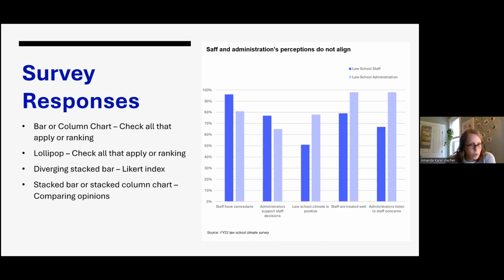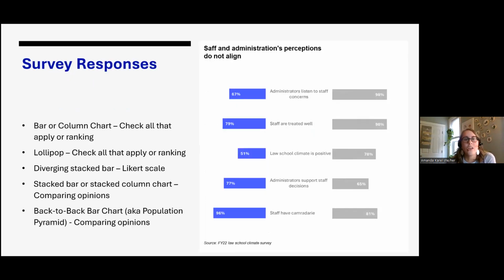And so a lot of people will drift away from a stacked bar or stacked column chart in these situations and use a back-to-back chart, which is also called a population pyramid, when you're trying to help your audience see the shape of the overall data set for one group at a time, while still being able to compare the groups. So you can still very quickly see that the staff and administration's perceptions about the law school climate aren't agreeing, but you can also see very quickly that the staff side are feeling a lot less positive than the administration side.